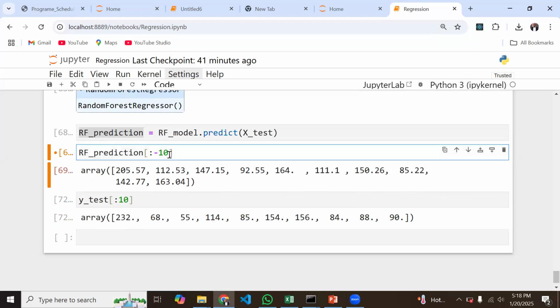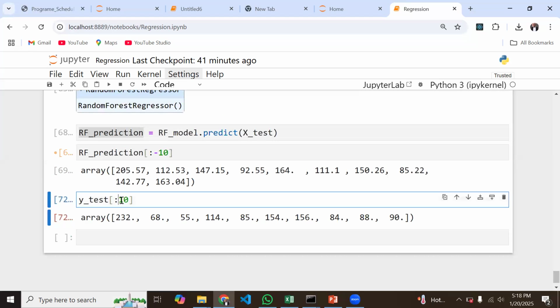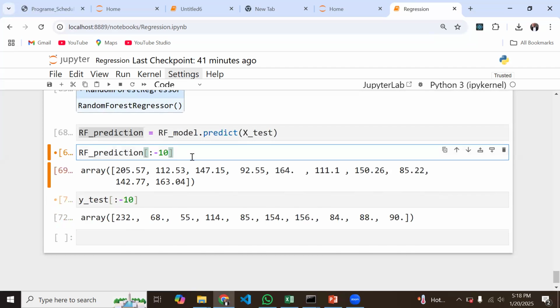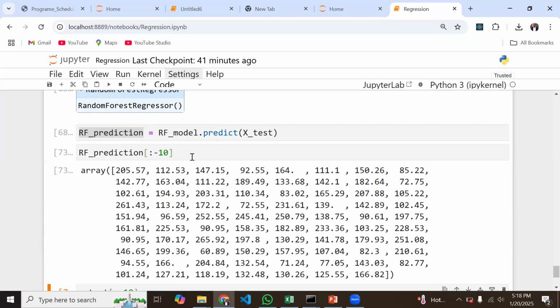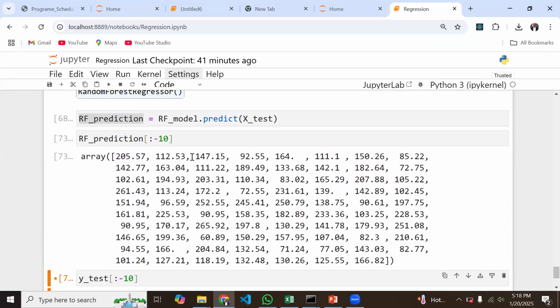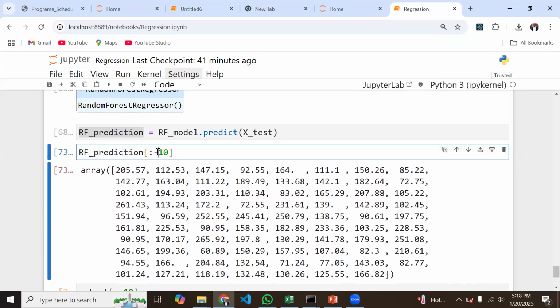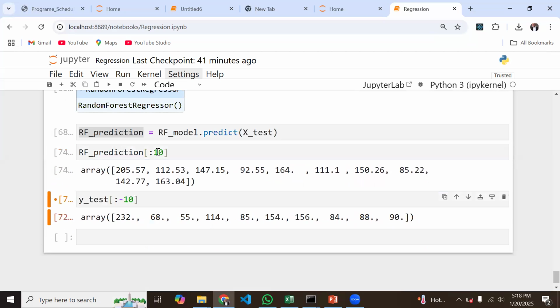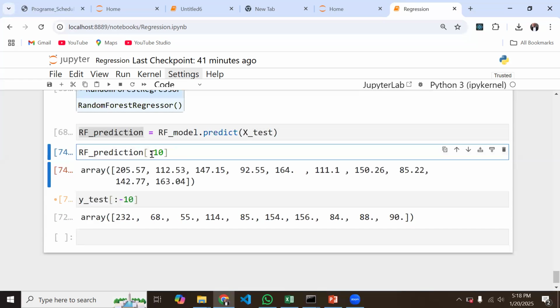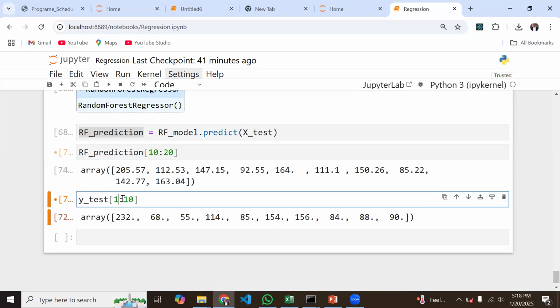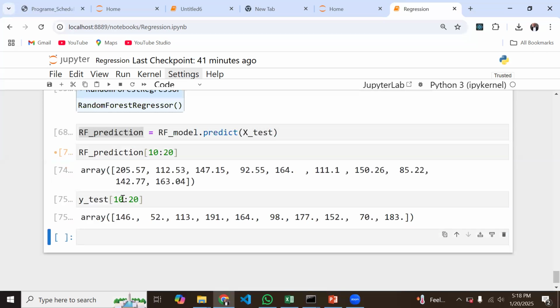Now let's also check, for instance, if I do a negative 10, definitely the last 10. So let's check the last 10. I wasn't expecting to see everything over here. Okay, let's do starting from 10 and ending at, let's say, 20. So let me run this and come in here.